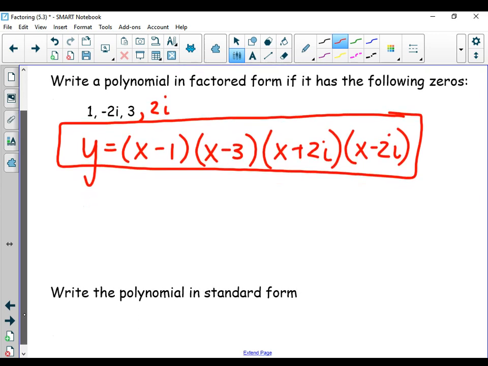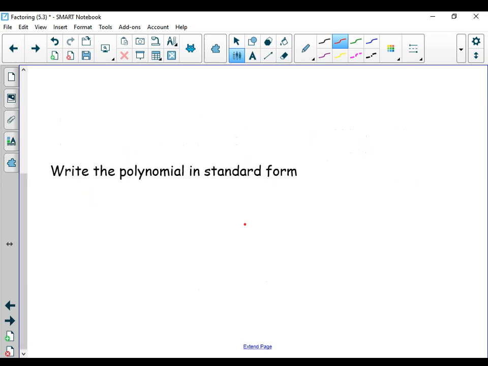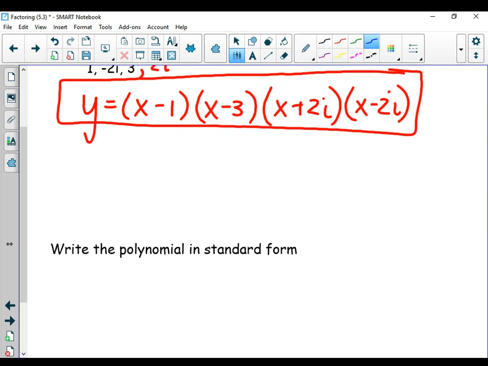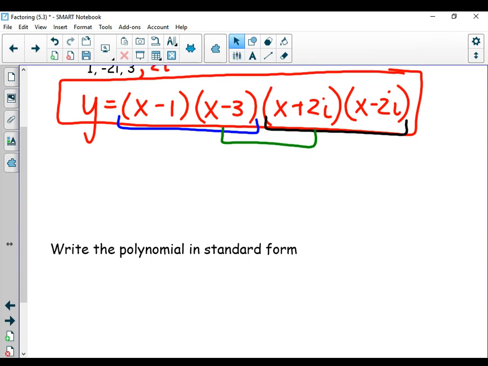But if they say to write it in standard form, you gotta multiply that out. And that's what you're gonna do, okay? What I would suggest to do, I would multiply these two together first. Then I'd multiply these two together. And then I would multiply your answers together. So, however you want to approach that, go for it. I'll meet you on the other side and see if you got it right. I want it in standard form.